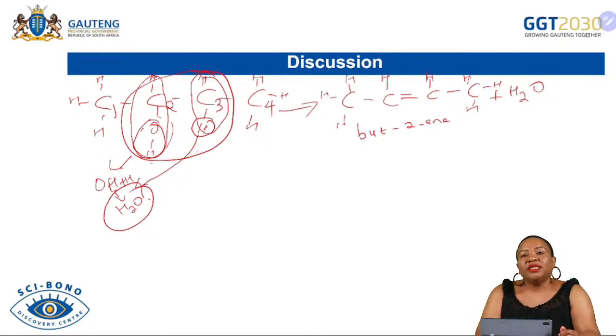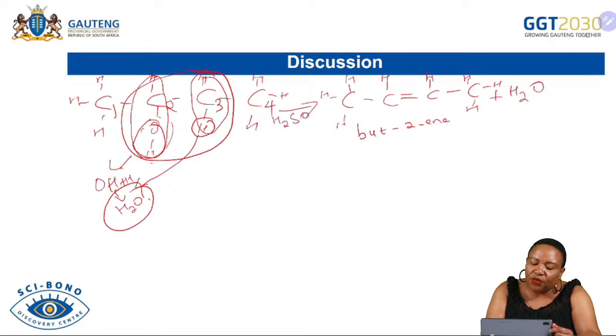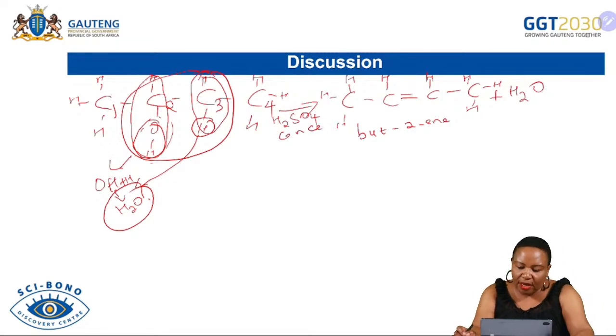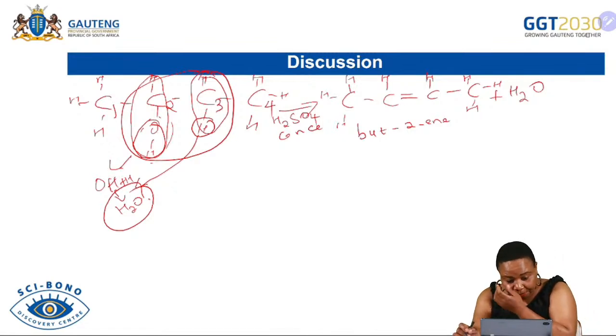Also, when we do dehydrohalogenation, we know that in terms of dehydration, we need a strong acid. We can use sulfuric acid, and the acid must be concentrated, because we always use concentrated sulfuric acid or concentrated bases when we are doing elimination reactions.